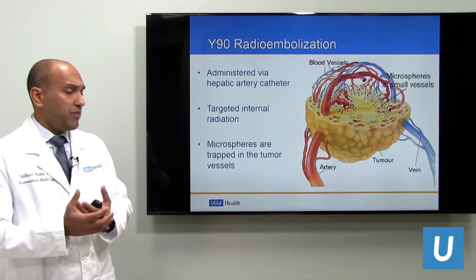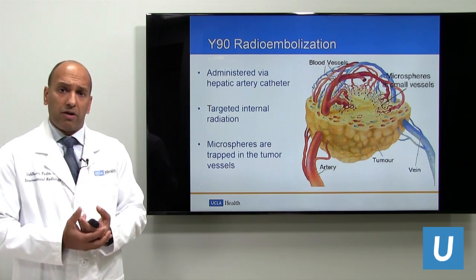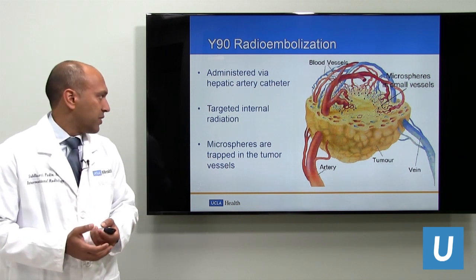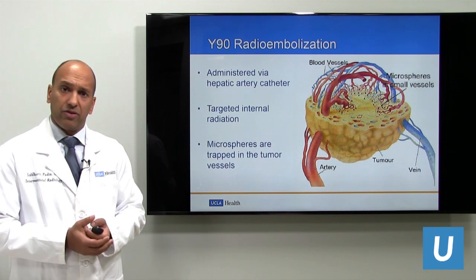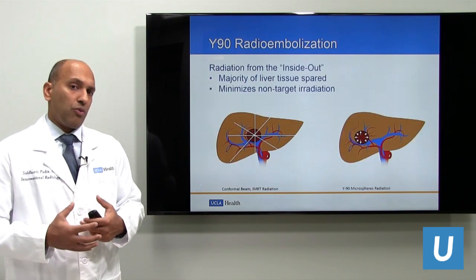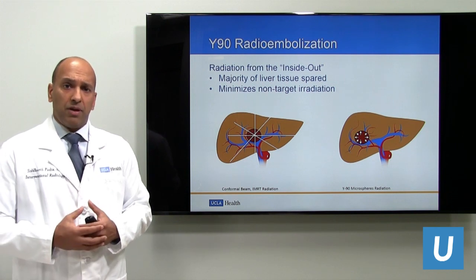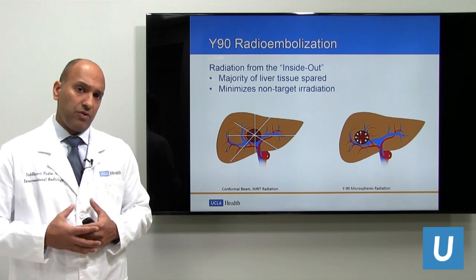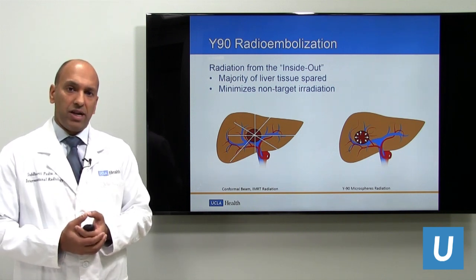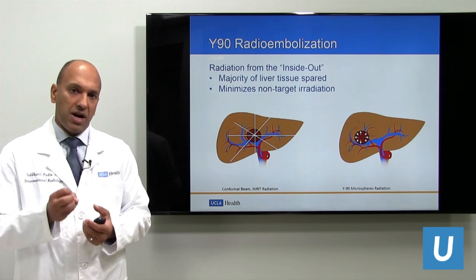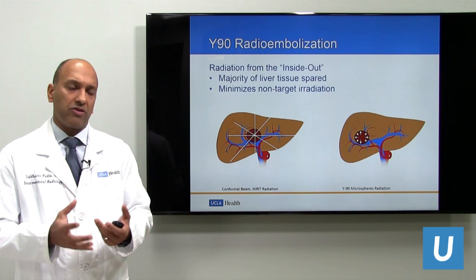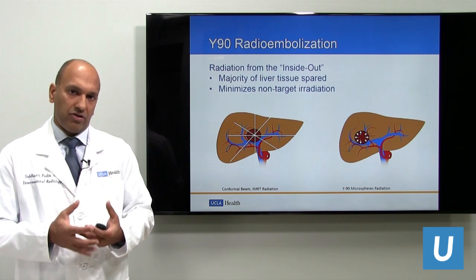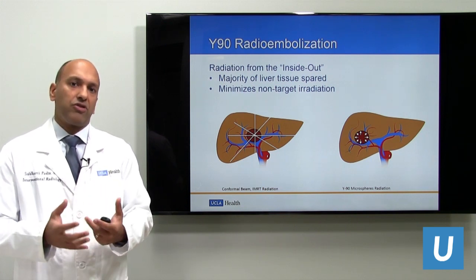Now again, these are administered through a catheter in the hepatic artery, or the artery going into the liver. It is targeted internal radiation, so the radiation comes from the inside of the tumor, as they're trapped inside the small blood vessels inside the cancer. So when someone gets conventional radiation, they get X-rays or some kind of radiation form shining in from the outside of their body inwards. In contrast, Y90 radioembolization is a procedure where the radiation is essentially deposited inside the tumor and it radiates outwards. And as a result, we can give potentially much higher doses of radiation, which will kill cancers and minimize the amount of radiation that goes into the rest of the body.